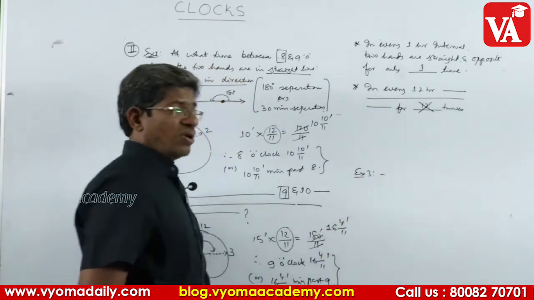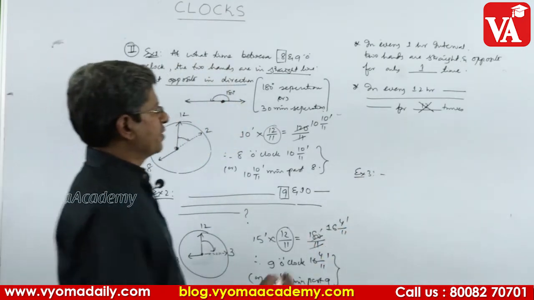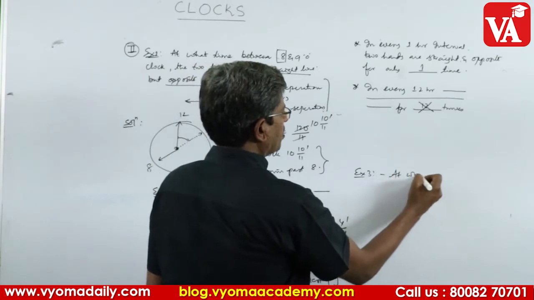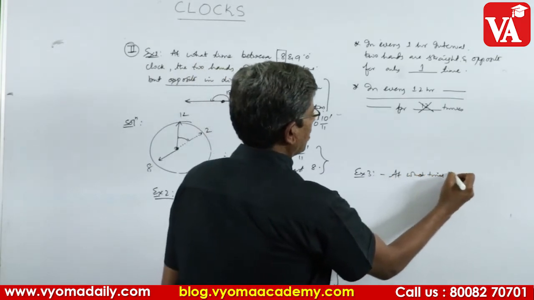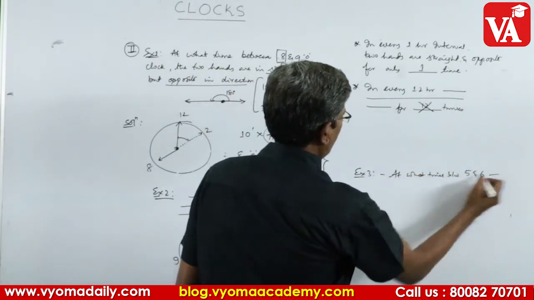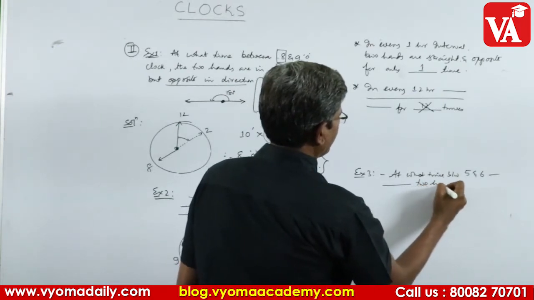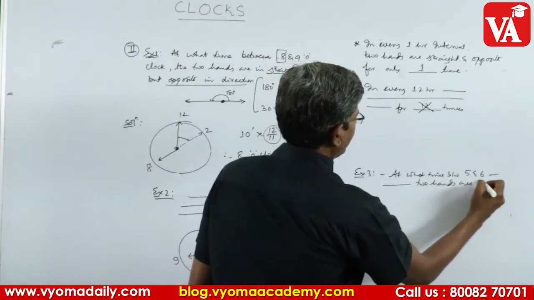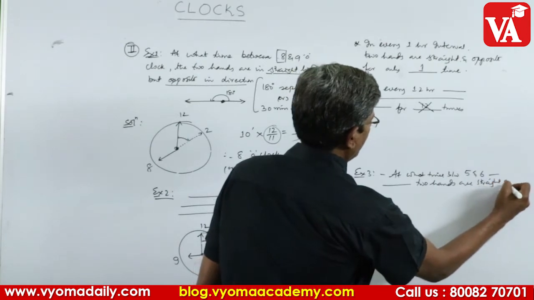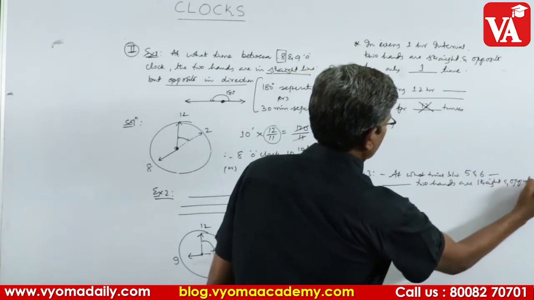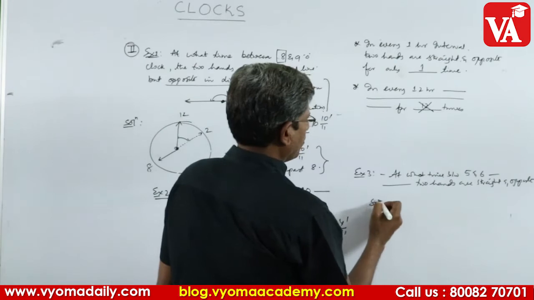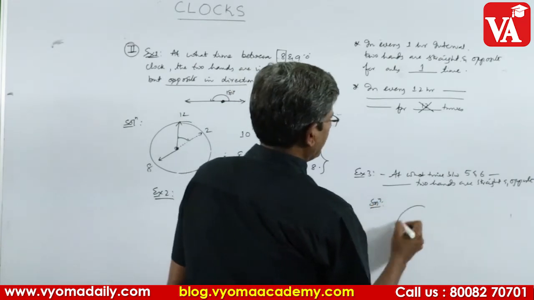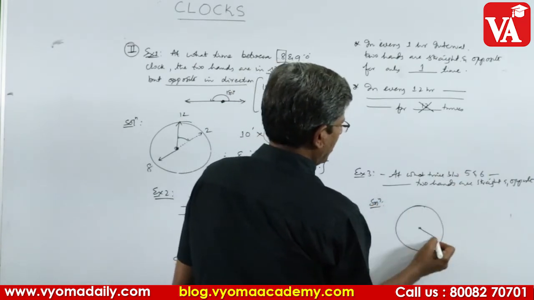Let me tell you the third example for this. Okay, so let me write the question. At what time between, everything same, let me take 5 and 6 o'clock, the two hands are straight and opposite. Straight and opposite. So as usual, what do you have to imagine here? You have to imagine the initial time, that is 5.